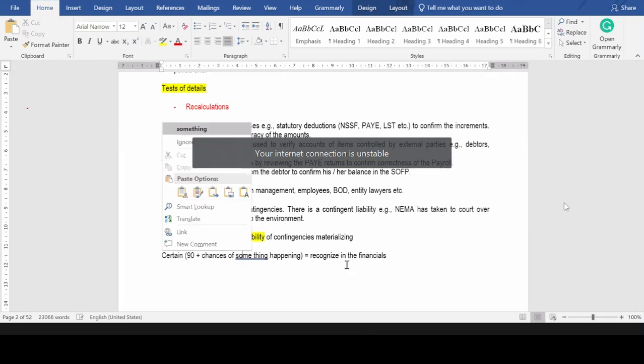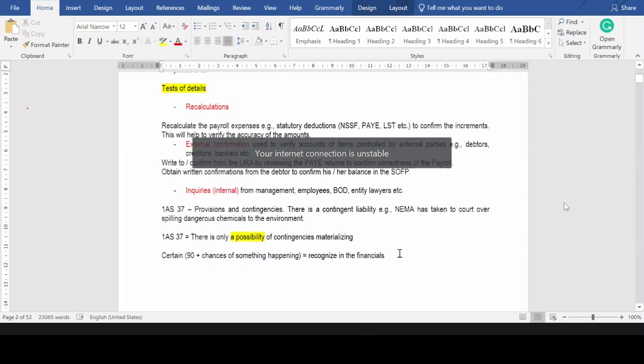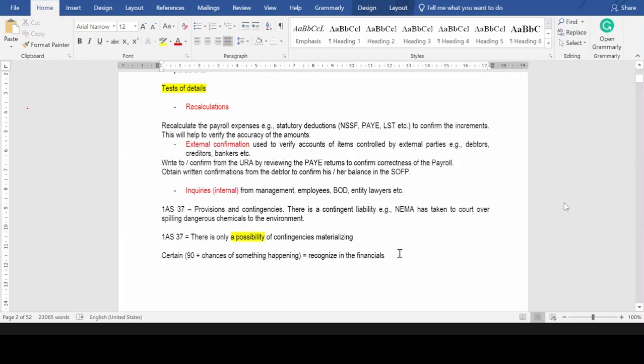You're certain, you recognize the figure in the financials as either an asset, liability, expense, or income. You see, because there are chances you're sure that you're going to win the case. For example, if you're sure you're going to win the case, 90% plus chances, you recognize it. For example, the judge has already given his verdict.